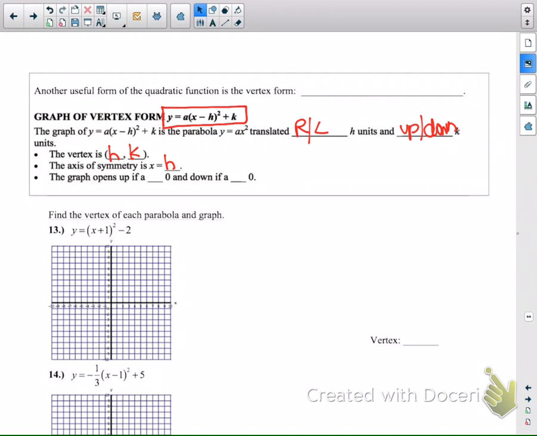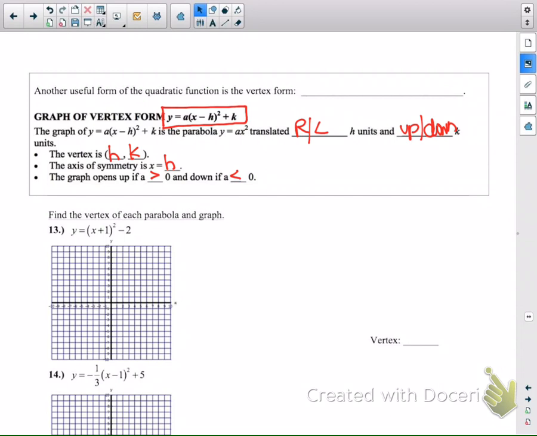And just like before, the graph opens up if A is greater than 0 and down if it is less than 0. So the only thing that changes in this process is how you find the vertex, which is actually easier in this case. You don't have to do any work to find it. You just pull it directly out of the equation. So notice in this equation, it's x minus h. Since there's a minus in the formula, whatever you pull out for that x value of the vertex, it's always going to be the opposite sign of what it looks like.